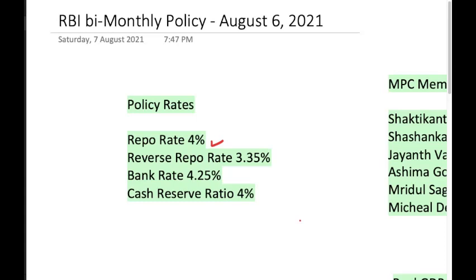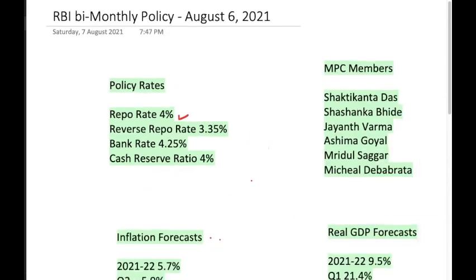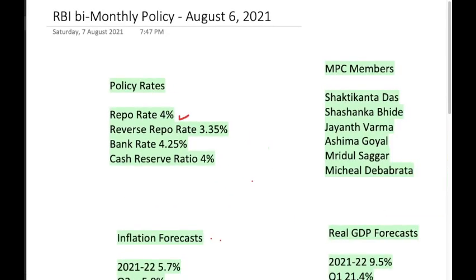Now to keep the policy rate at 4%, there are 6 members in the Monetary Policy Committee. So 5 members decided or voted to keep the repo rate at 4%. But one member of the MPC, who was Jayant Verma, he was a bit uncomfortable with keeping the policy rate accommodative. So we'll get to know more about why it was so when we get the minutes of the meeting on August 20. But till now we have this information.